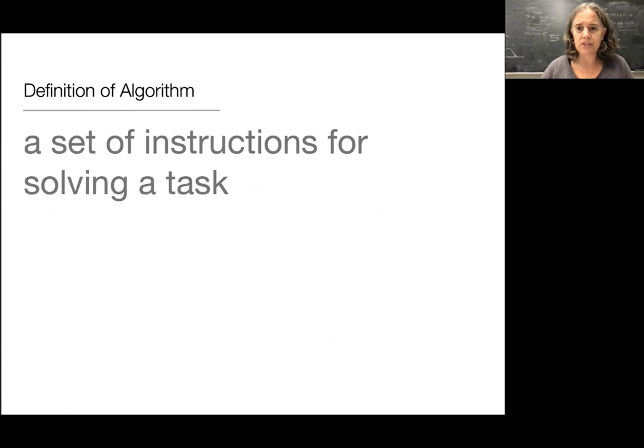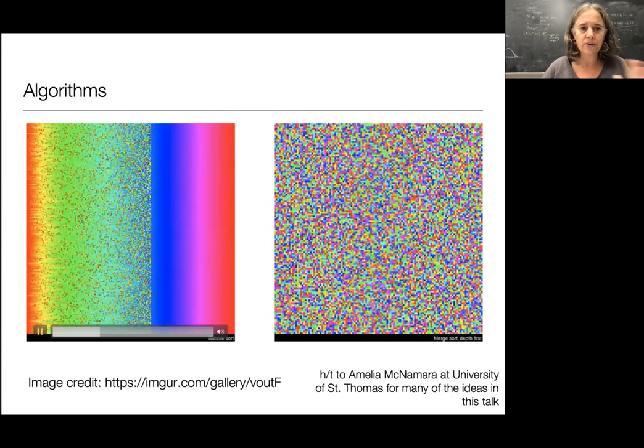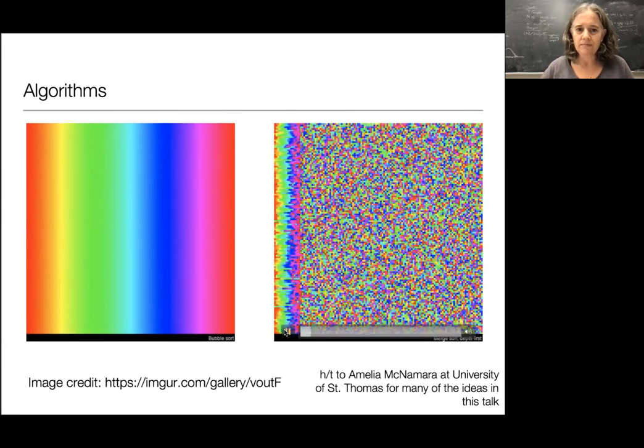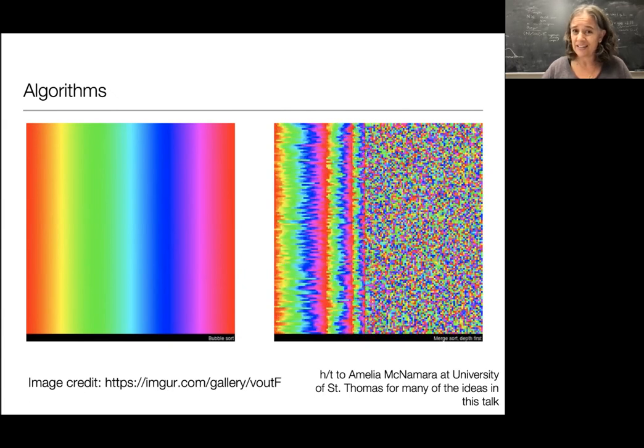So let me demonstrate two algorithms here, and these are not necessarily the types of algorithms that we're going to talk about for the majority of the talk. But the first algorithm is called a bubble sort. And as you can see, what it did was it sorted the pixels into rainbow order using an algorithm called bubble sort. And this second one over here is called merge sort. And it does the same task, but differently.